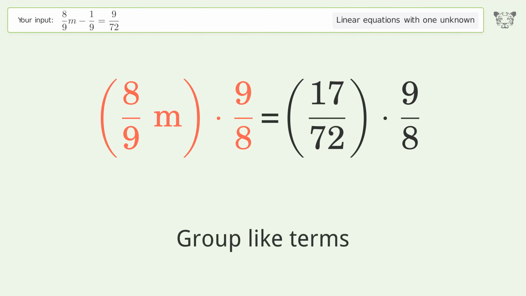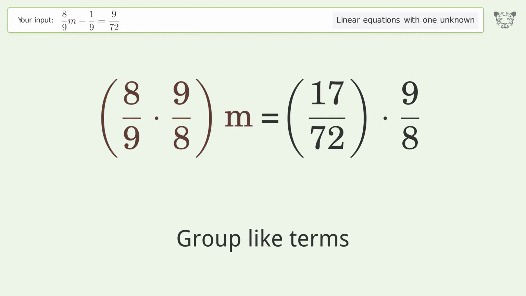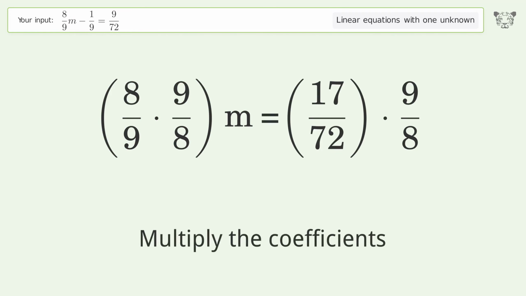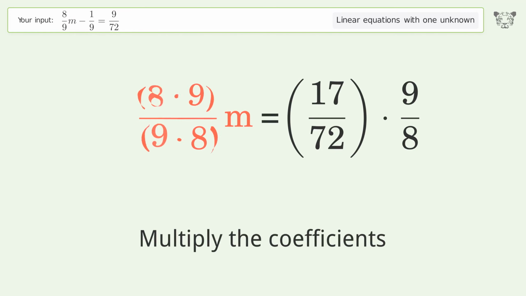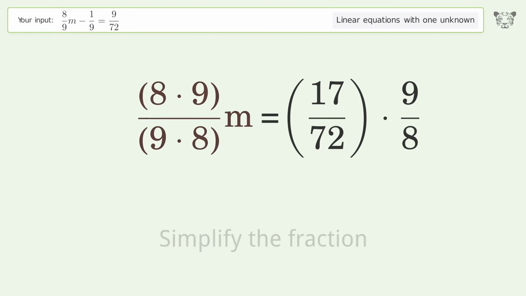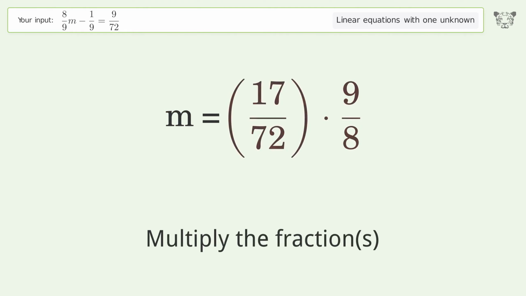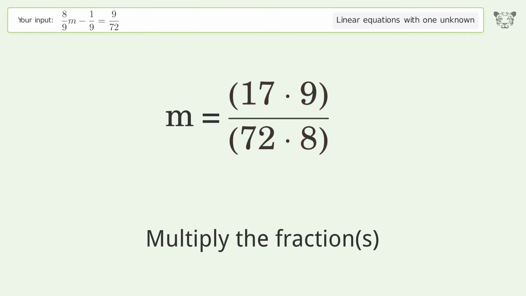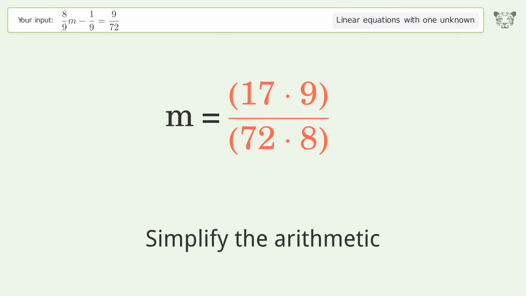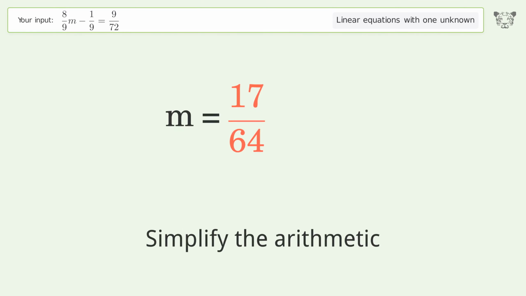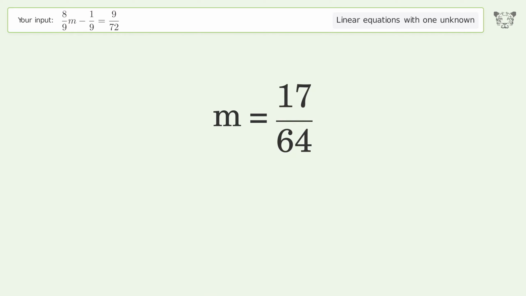Group like terms. Multiply the coefficients. Simplify the fraction. Multiply the fractions. Simplify the arithmetic. And so the final result is m equals 17/64.